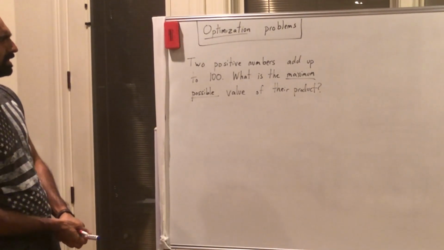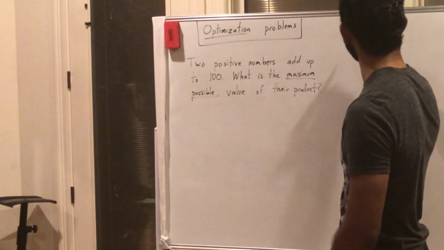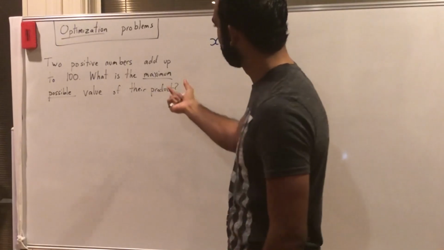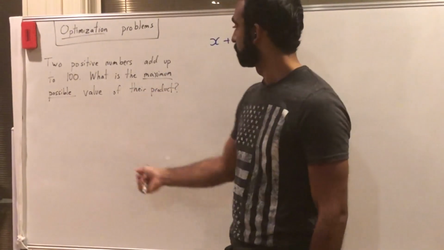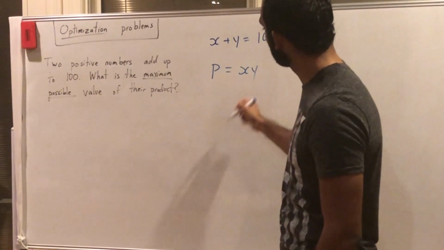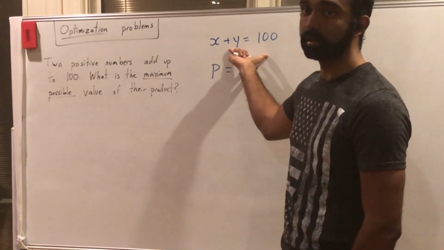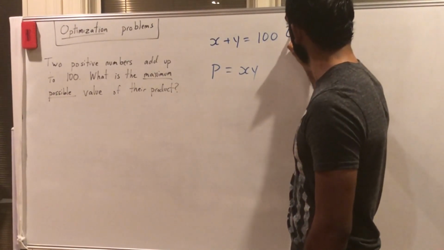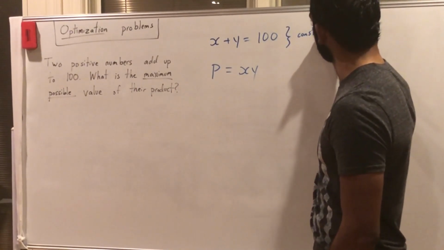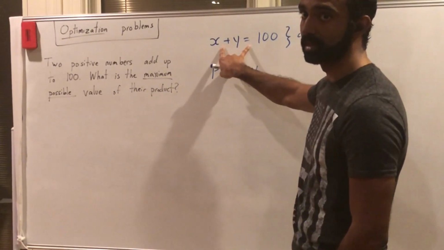We have two positive numbers, they need to add up to 100. Given this constraint here, what is the maximum possible value of their product? We can call their product P. P is x times y, and I want to maximize P given this constraint. So some technical terms here. This right here is what's called, I've said it a couple of times now, the constraint. In other words, you can't just plug in any old x and y. You have to plug in only the x's and y's that satisfy this thing.